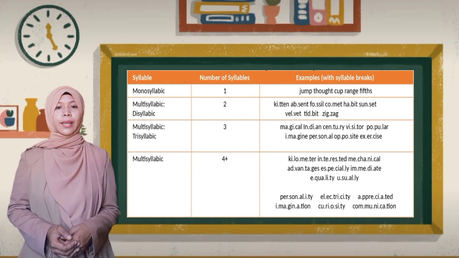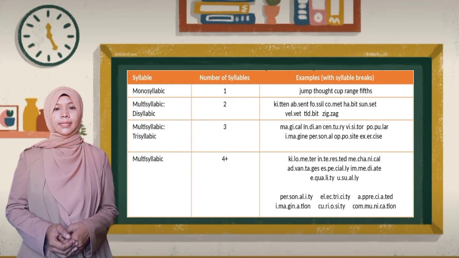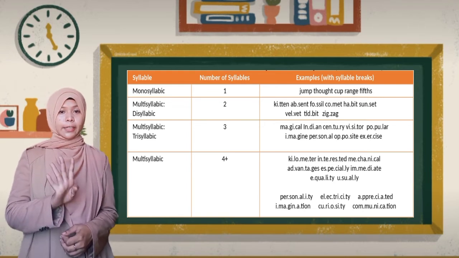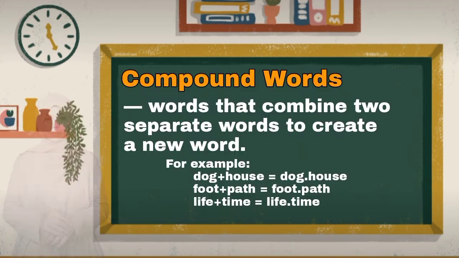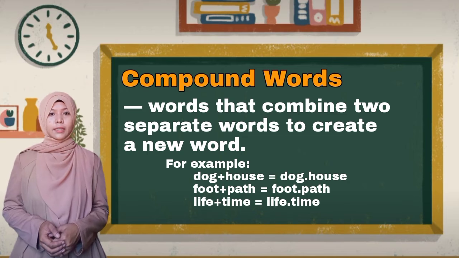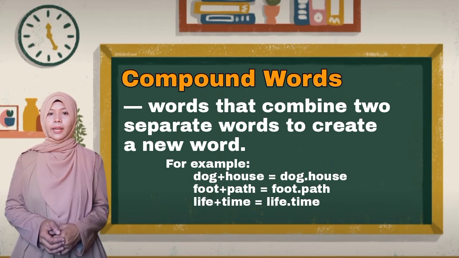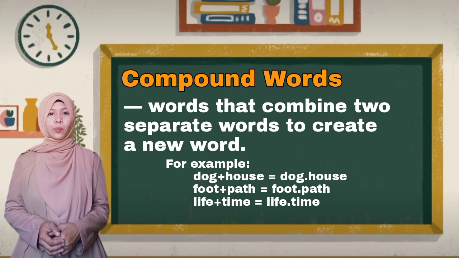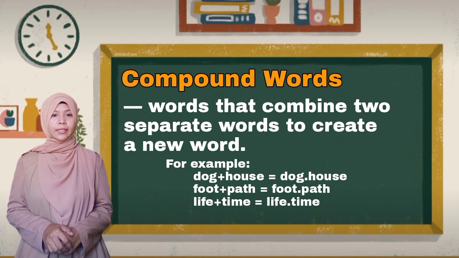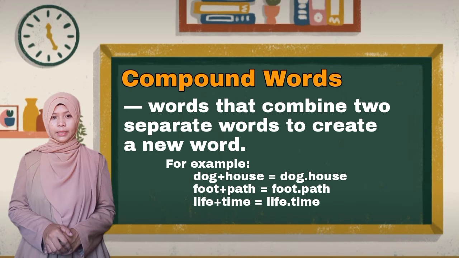In monosyllabic, we have chomp; kitten for disyllabic; magical for trisyllabic; kilometer for multisyllabic, and more. In syllable awareness, we also need to learn about compound words like doghouse, footpath, or lifetime. Compound words are words that combine two separate words to create a new word. Compound words can be a good starting point to introduce syllable awareness, as teachers can present two words separately and show how they blend together to make one word with two syllables.